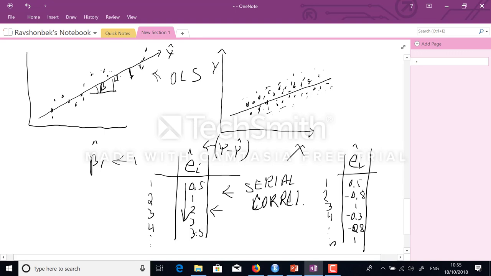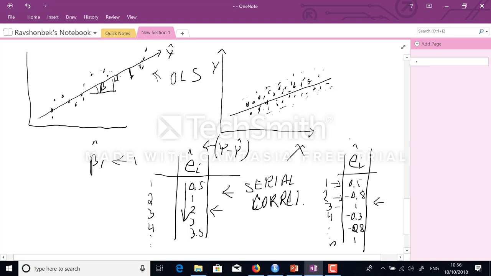This is growing over time. The errors are growing over time. Means they actually correlate with each other. As one goes up, the next one will go up, and so on and so forth. While here, the second sequence is unpredictable. In one observation, we have a value of positive error. In the second observation, the error is negative, positive, negative, negative, positive. So this is hard to predict. It's hard to see any systematic pattern.